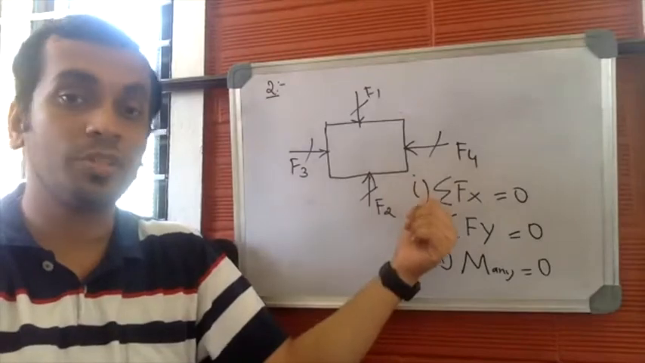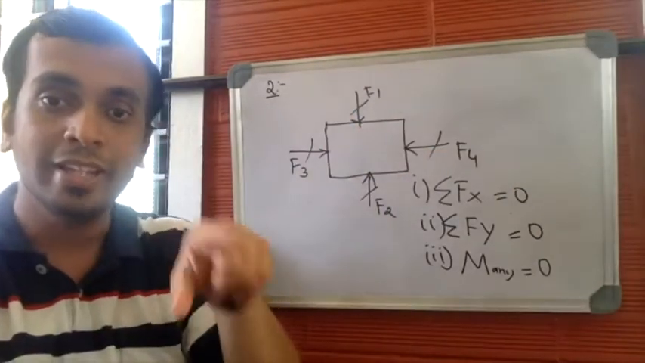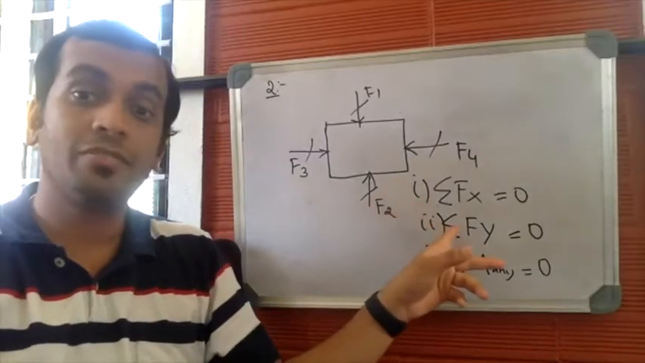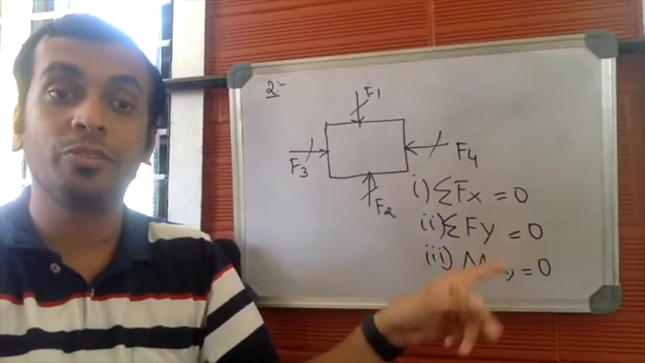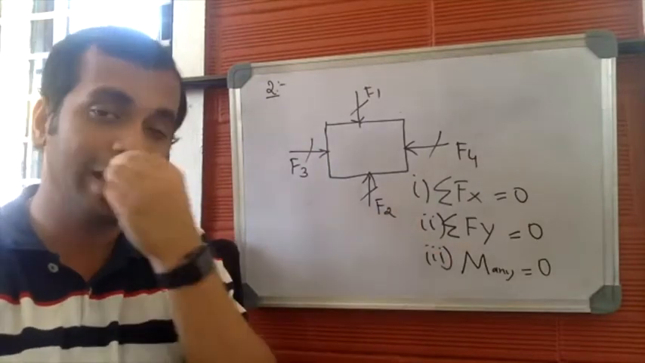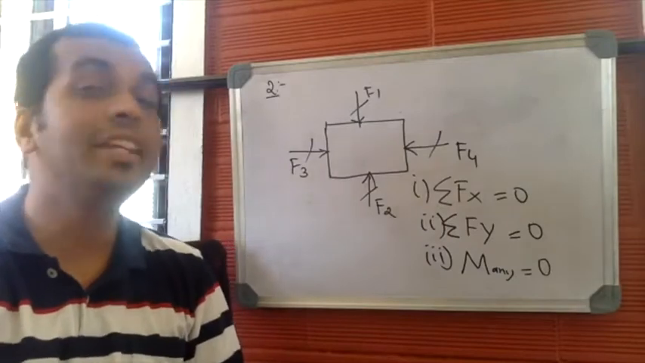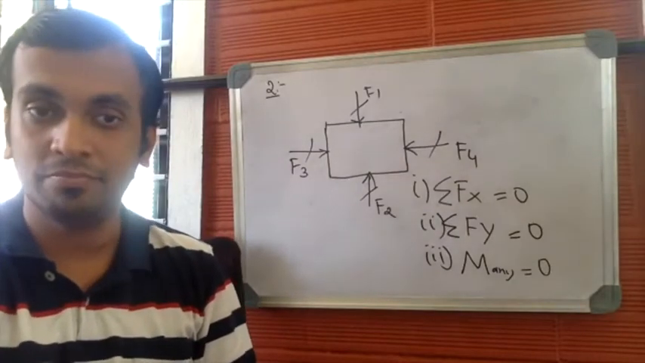The first condition is summation of Fx equal to 0. Summation of all the forces moving along x direction should be equal to 0. Second condition is summation of Fy equal to 0. Summation of all the forces moving along y direction should be equal to 0. And there should not be any rotation. So moment about any point should be equal to 0. These are the three conditions of equilibrium.